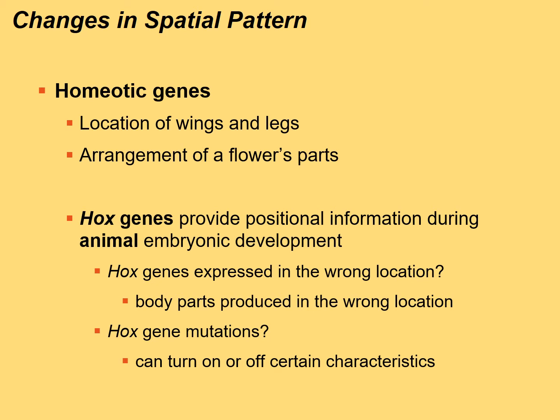Now, Hox genes, when they're expressed in the wrong location, will result in body parts being produced in the wrong location. When there are mutations in Hox genes, it can turn on or off certain characteristics. So I'm going to give an example.